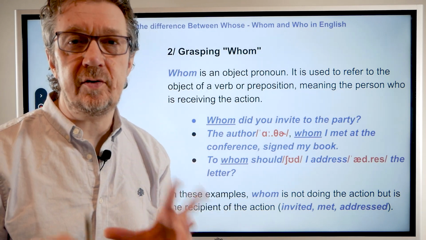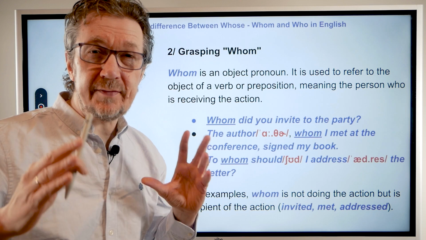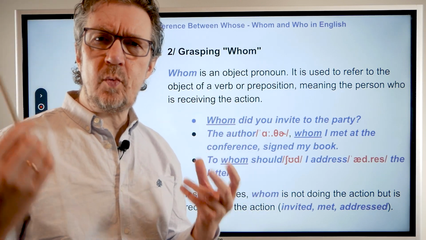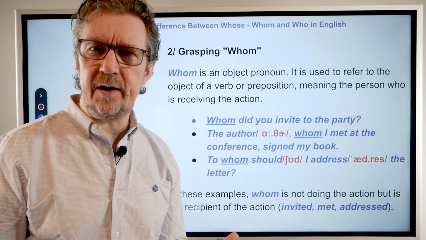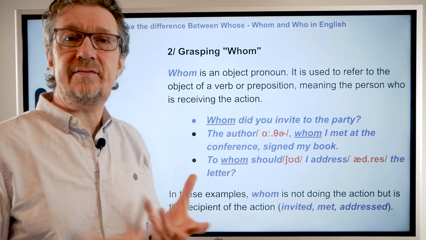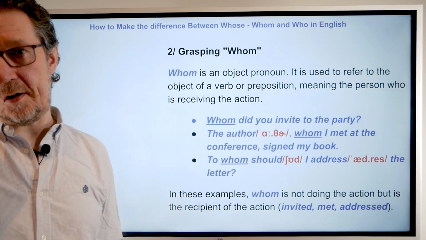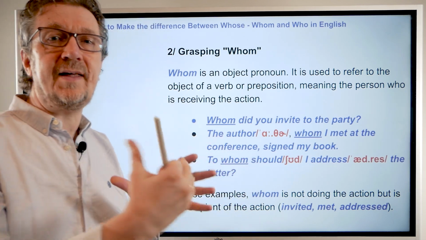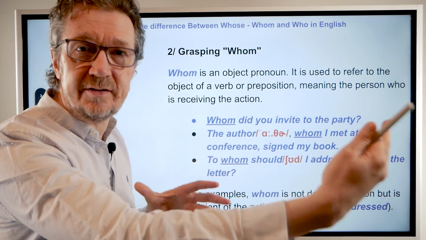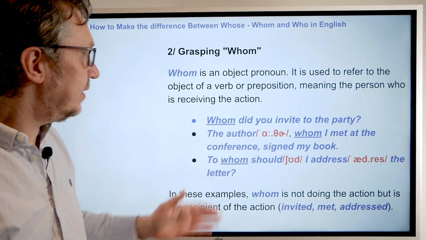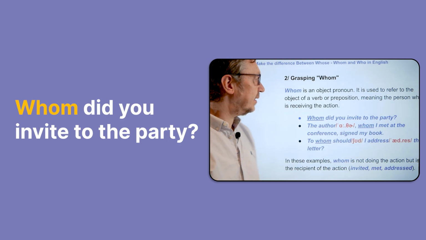Okay, so let's have a look at the one that English people and American people and English speakers in general get wrong. Many people don't even use this, they just use who. This is whom. Now, when do you use it? What is this word? Well, what you need to remember is that whom is referring to the object of the sentence, the object pronoun. So it's the person that the action is being done to, okay? For example, if I ask the question, whom did you invite to the party?